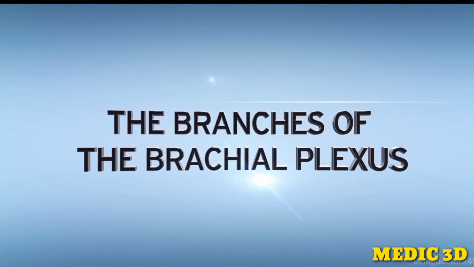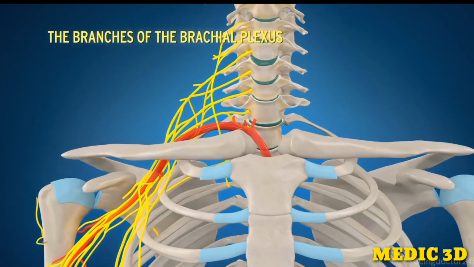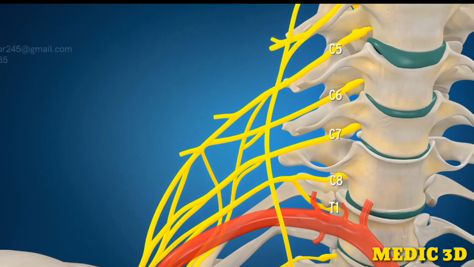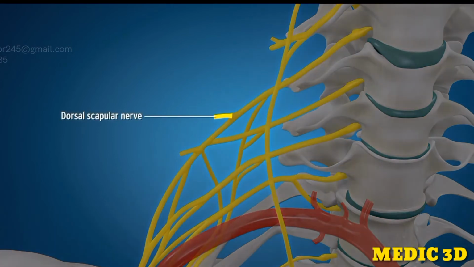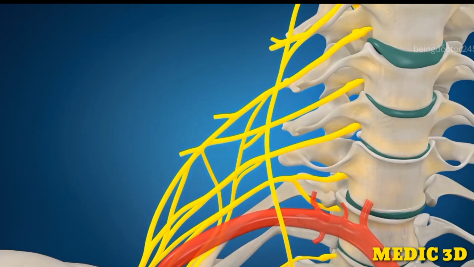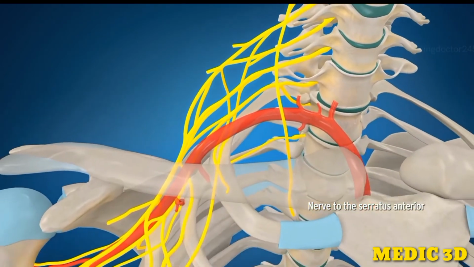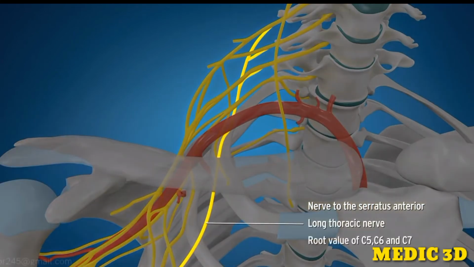The branches of the brachial plexus. While cords give rise to most branches, there are also branches arising from the roots and the upper trunk. The branches that arise from the roots are the dorsal scapular nerve, or the nerve to the rhomboids, with a root value of C5, and the nerve to the serratus anterior, or the long thoracic nerve, with a root value of C5, C6, and C7.